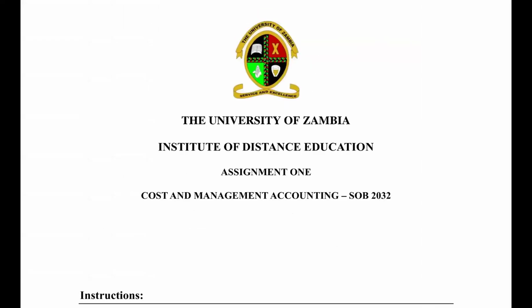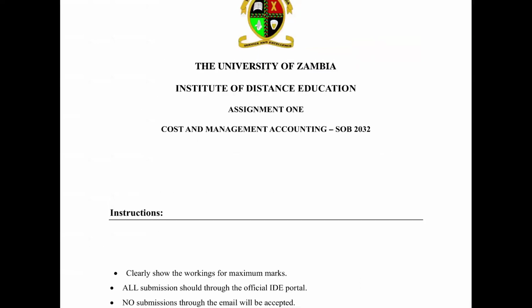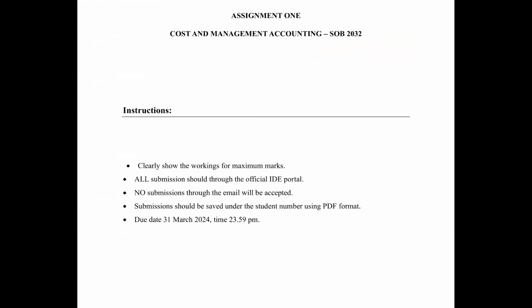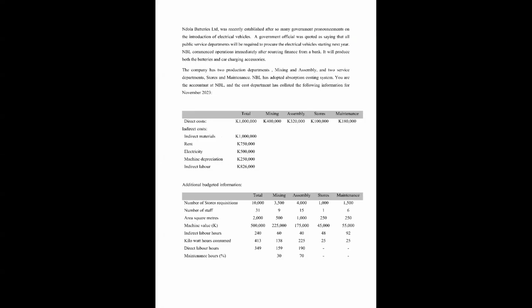So I am just saying that we are given an assignment to do for cost and management accounting, and the due date is still ahead of us. It's on 31st of March 2024 at somewhere around 24 hours.